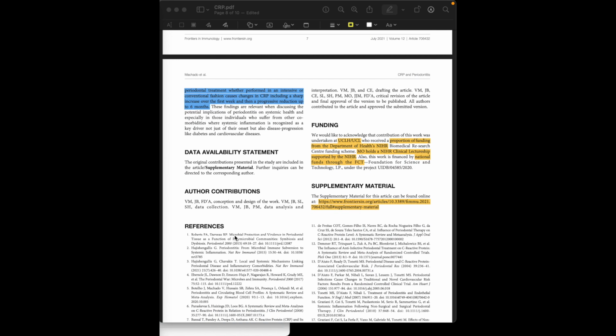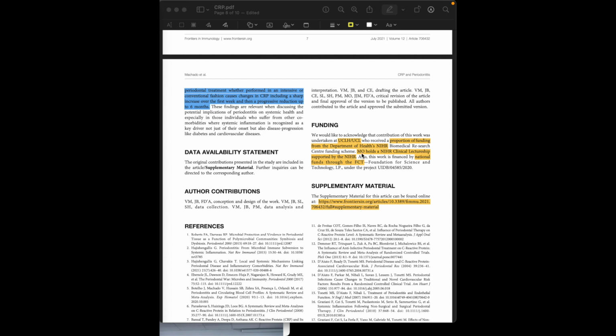The study was undertaken in University College Hospital in London, and I think that's going to be a branch or a college within University College of London. And they received a portion of the funding from the Department of Health's NIHR. NIHR stands for National Institute of Health and Care Research. One of the authors actually holds a clinical lectureship supported by the NIHR, so I guess that they were able to get funding from there because of this author.